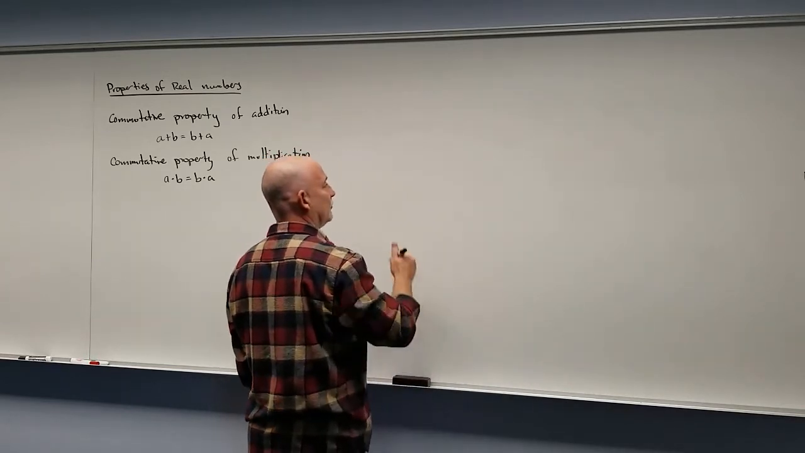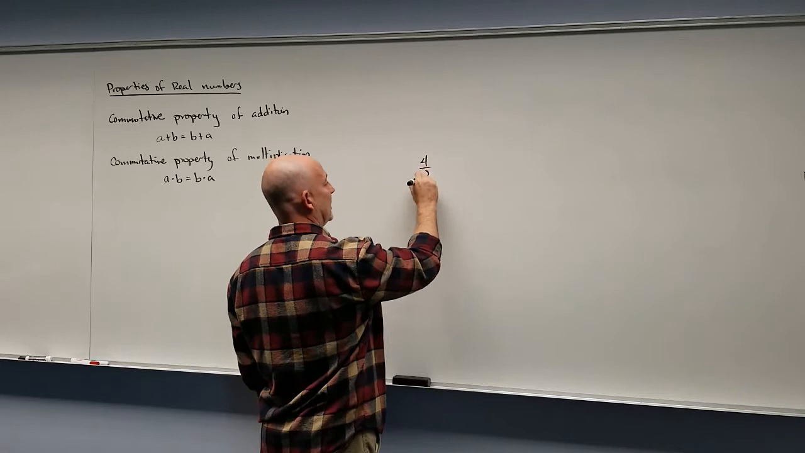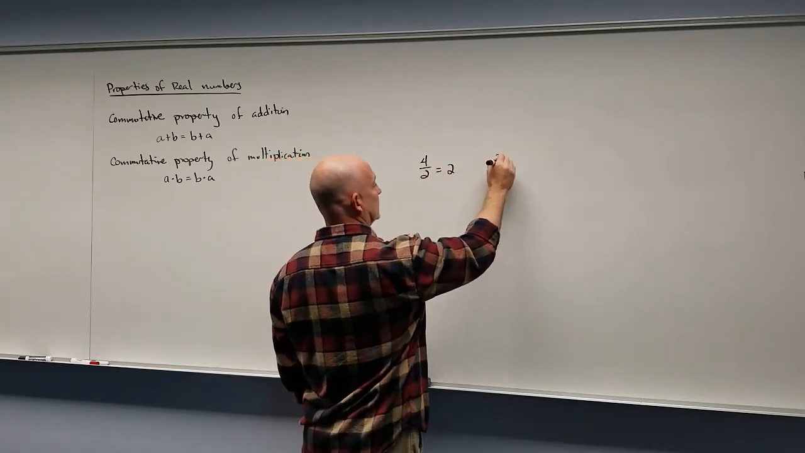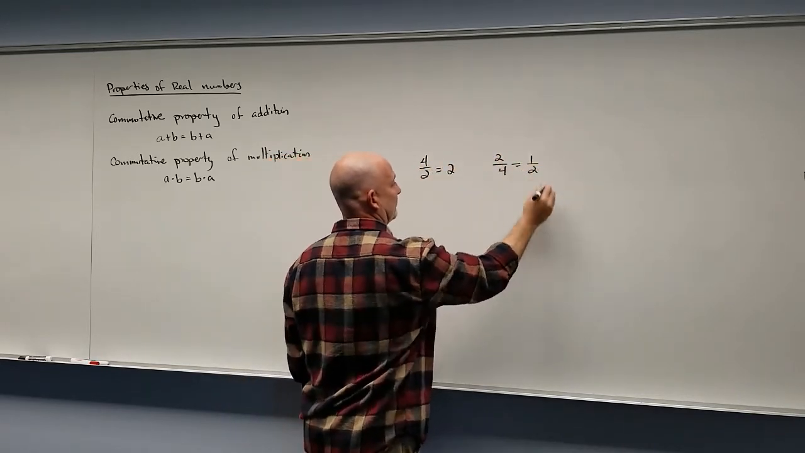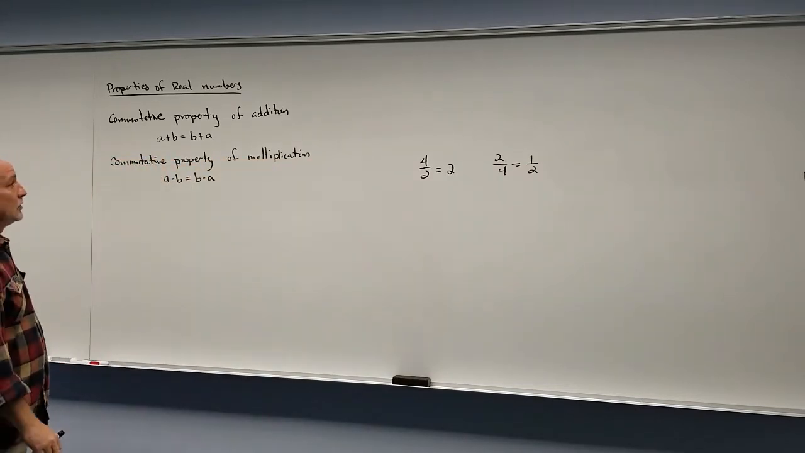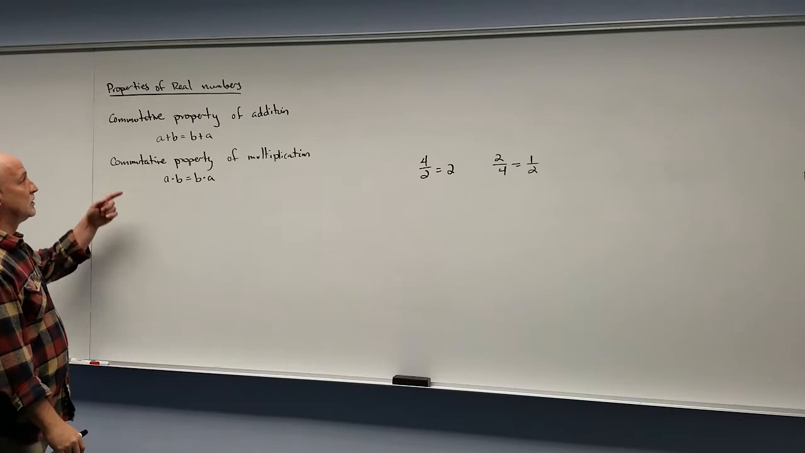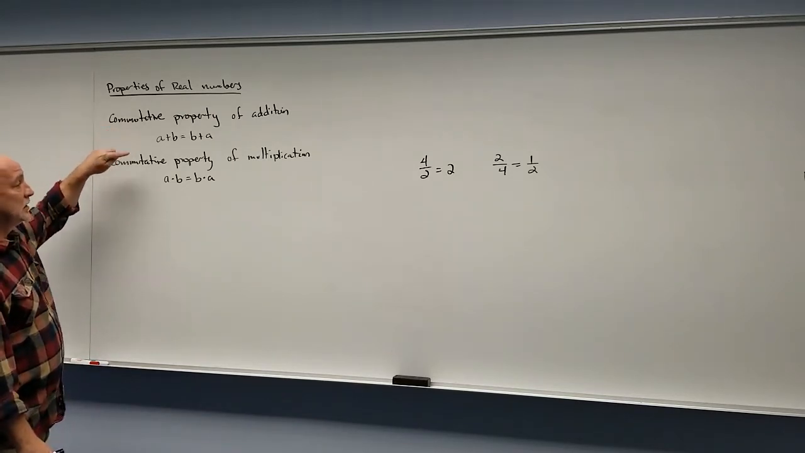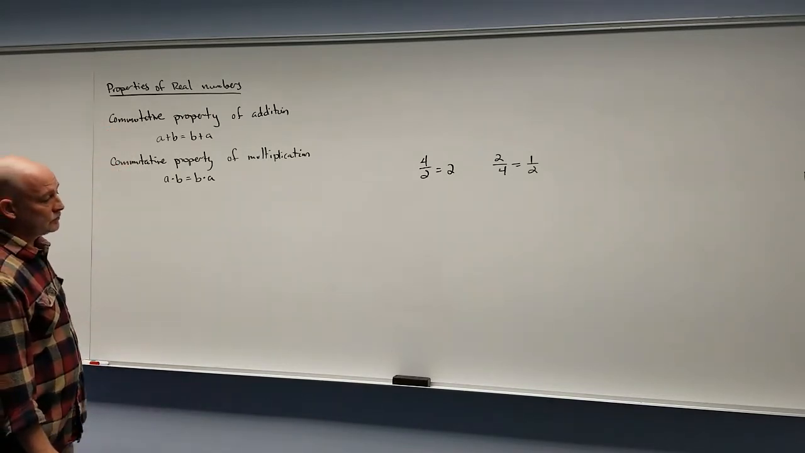What about division? That was pretty easy to see. 4 divided by 2 is 2, but 2 divided by 4 is a half. Right, so that definitely doesn't work if you change the order there. So the only two operations that are commutative are addition and multiplication.